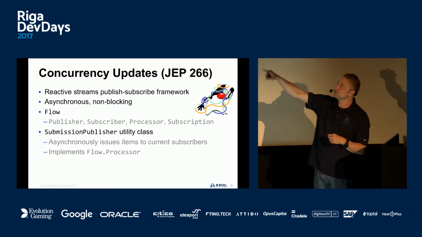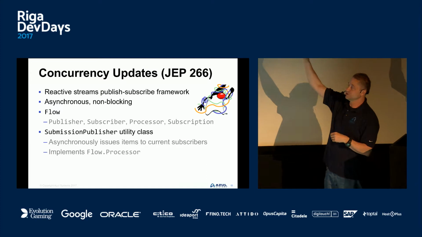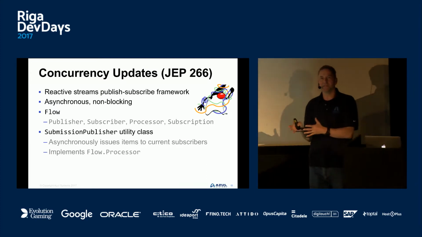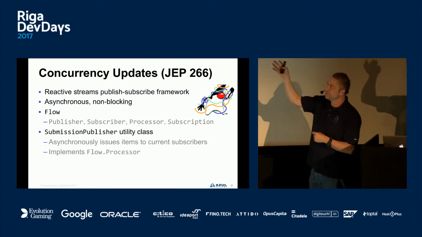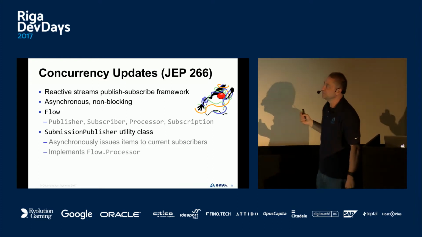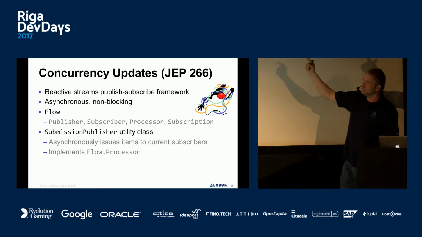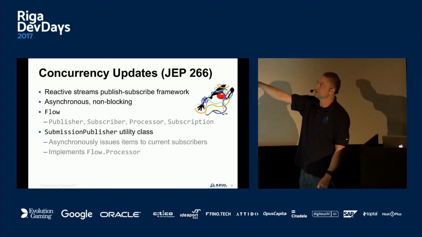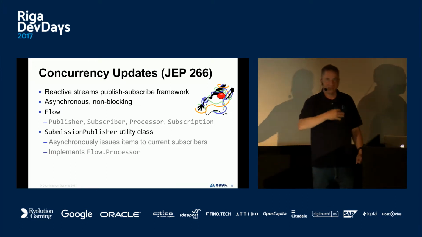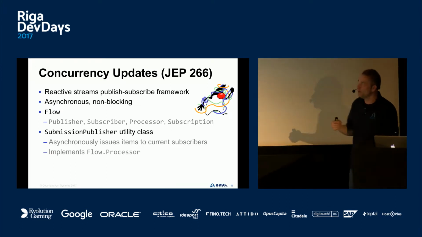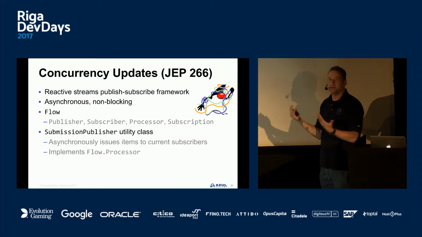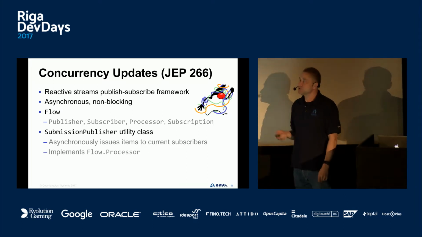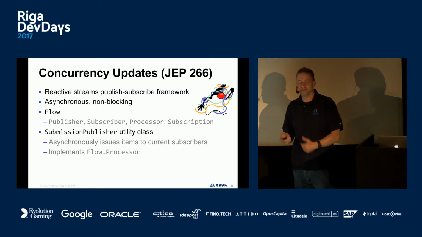The way that publishers and subscribers are linked is through a subscription. So the subscription, in effect, defines how many messages can be processed by the subscriber from the publisher. There's also a submission publisher utility class, which gives you a few nice methods that allow you to essentially send messages from your publisher to your subscriber and deal with all of the bits and pieces in there. So it's an interesting way of handling a reactive style of programming.